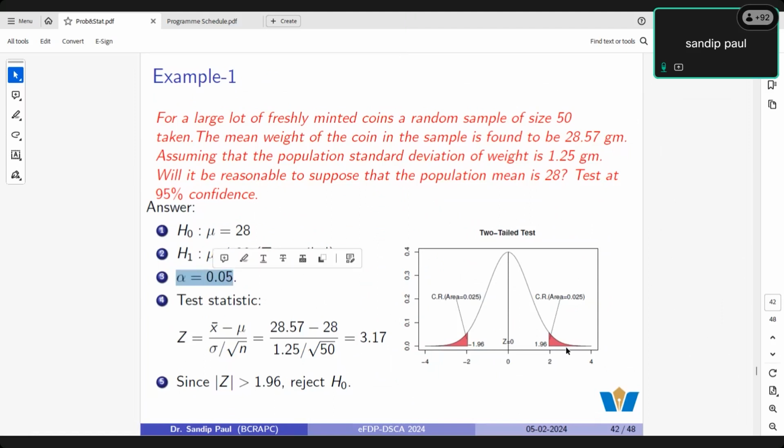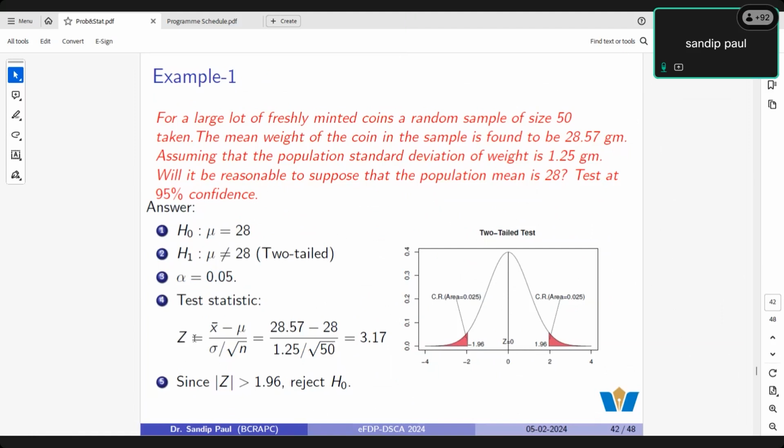This is the area of the critical region. That means 5% of the entire area, or if we consider the total area is 1, it is 0.05. It is a critical region, and as we are testing both sides of this mu value, that means there are 2 critical regions. That's why it is a 2-tail test.